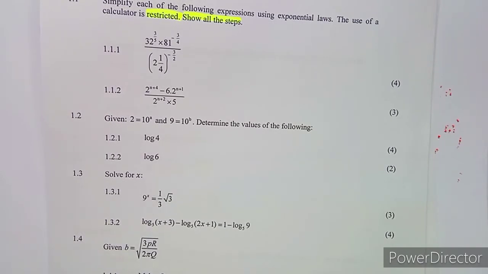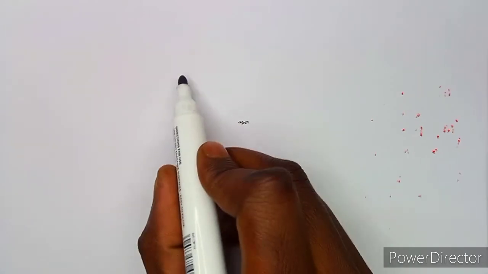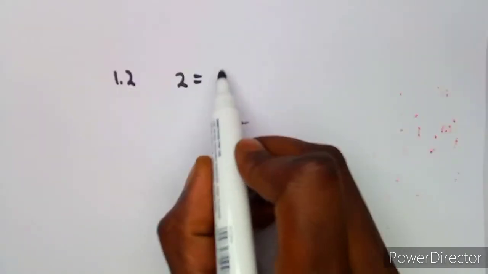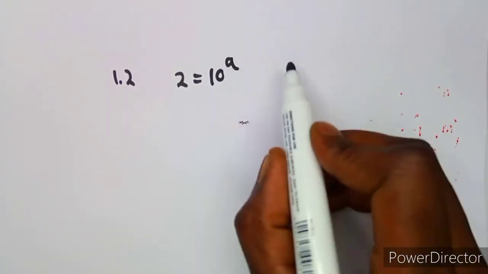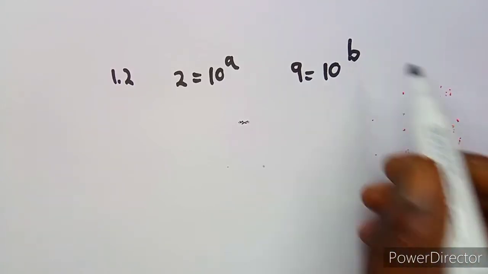Given 2 is equal to 10 to the exponent of a, 9 is equal to 10 to the exponent of b, determine the values of log 4 and log 6. All right, an interesting question. Let's see what you're given. 2 is equal to 10 to the exponent of a, 9 is equal to 10 to the exponent of b. All right.